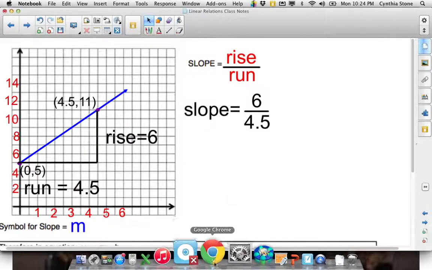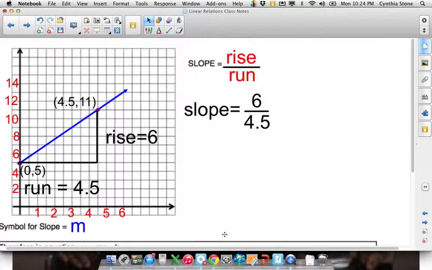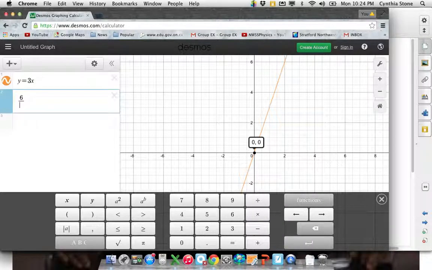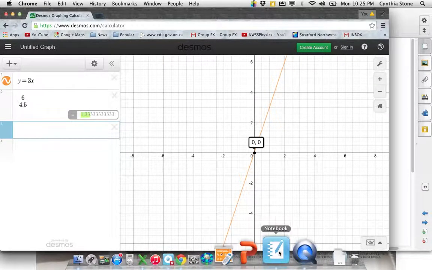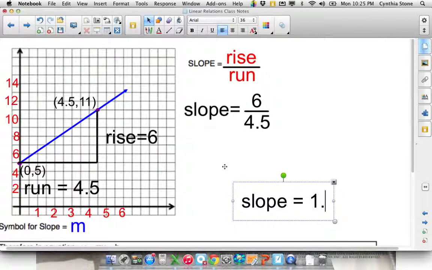And actually, now that you're using Desmos, that's a great choice for your calculator. I can actually do that divide in Desmos too. So you might need to pause, but I'm just going to jump over to Desmos here and go 6 by 4.5 equals 1.3. Well, I'm going to round it to 1.3. You could leave it. Best to put it in lowest terms, like without a decimal, but 1.3 is fine. So the slope of this equals 1.3.